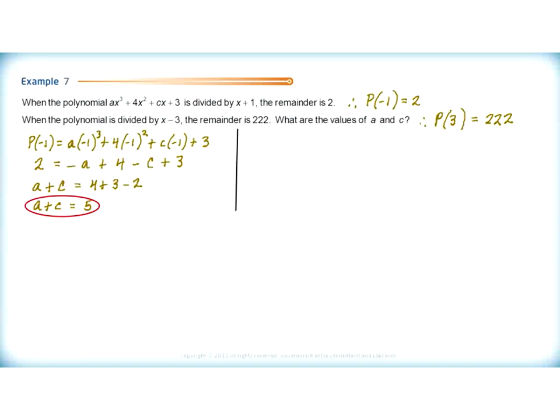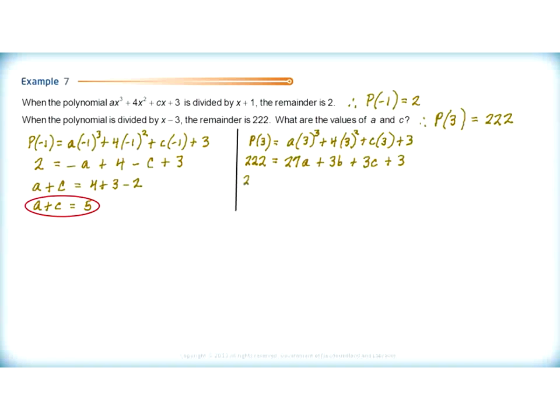In the second case, the polynomial p of 3 would be given by, you simply substitute 3 for x in your polynomial. So it's a multiplied by 3 cubed plus 4 times 3 squared plus c times 3 plus 3. And the remainder, we are told, is 222. 3 cubed is 27, so we have 27a. 3 squared is 9 times 4, gives us 36, plus 3c plus 3.